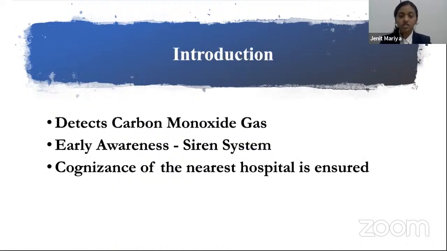So here is the introduction. Here I'll be telling you about the basic working principle of the smart AC. It is very simple: whenever my AC is emitting carbon monoxide, the carbon monoxide detector will detect the gas and it will use the siren system to provide an early awareness. So whenever we hear the siren, we can seek help or we can do whatever we can to get out of the situation. And there are cases where you have missed this siren, and there are also cases where you are totally helpless, right?